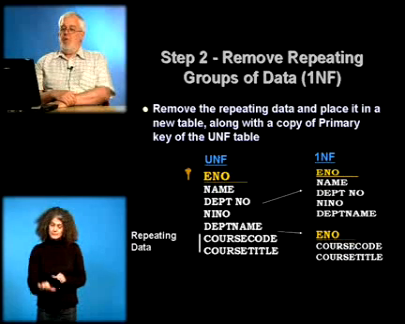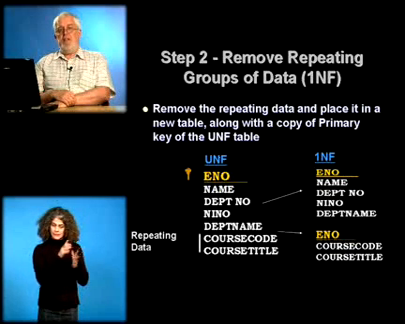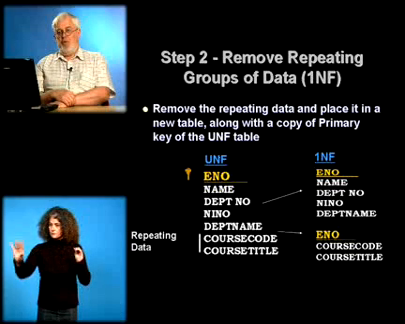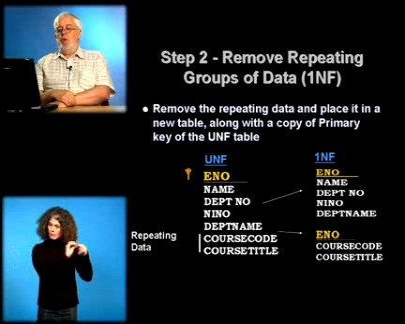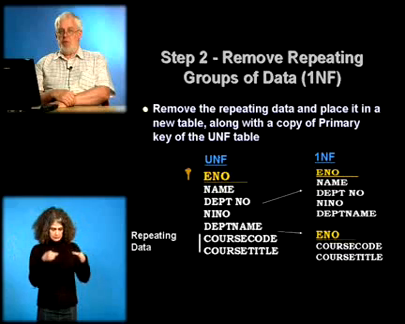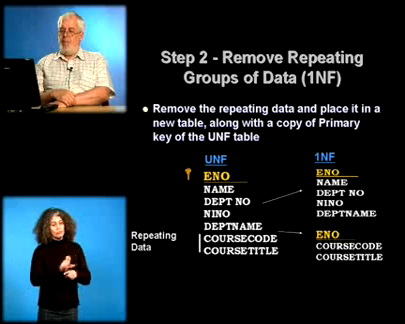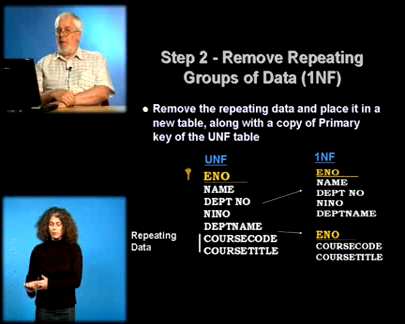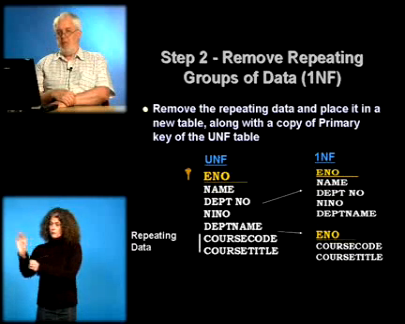Next stage is to remove the repeating data and place it in a new table along with a copy of the primary key of the unnormalised form table. So we take the repeating data, which is course code and course title, and we move it across into a new table and put the employee number as the primary key of that table.